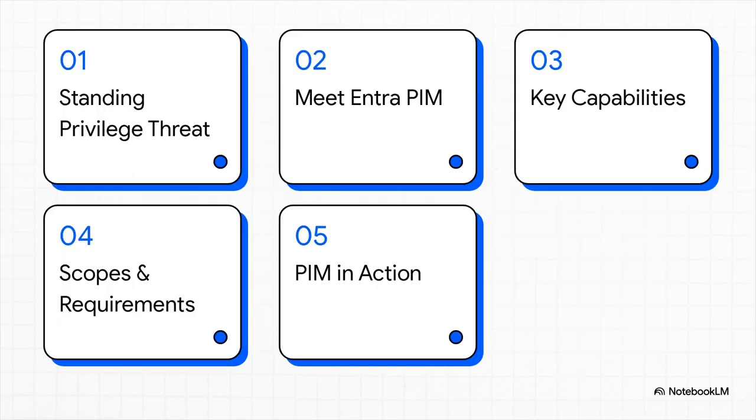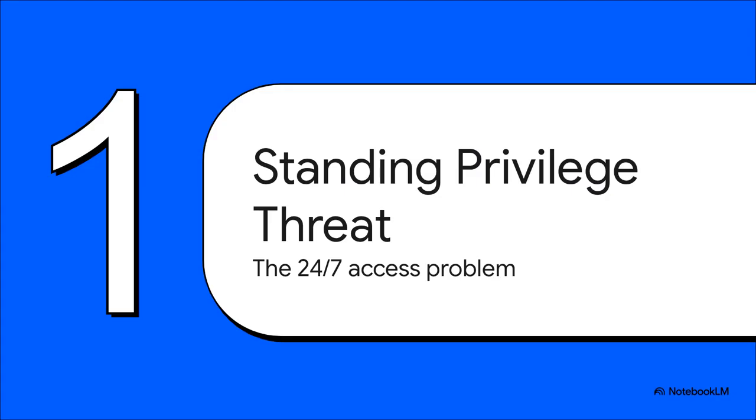To get there, here's our game plan. We'll start with 1, the standing privilege threat. Then 2, meet Microsoft Entra PIM. We'll cover 3, key capabilities. 4, scopes and core requirements. And finally, we'll see 5, PIM in action. All right, part 1, the standing privilege threat.